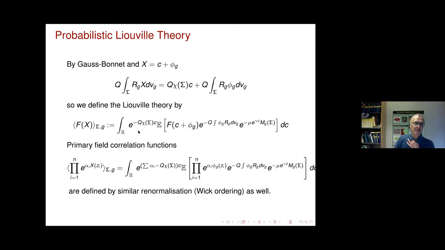The Liouville theory is then defined as follows. You take an observable which depends on this X. Then this axiomatic expectation is given by the following explicit expression. You take the expected value in the Gaussian free field, integrate over the Lebesgue variable, and weight it by these explicit factors. In the same way, the correlation functions of the primary fields are the same story. You need to renormalize them again, but at the end of the day, you have such expressions.